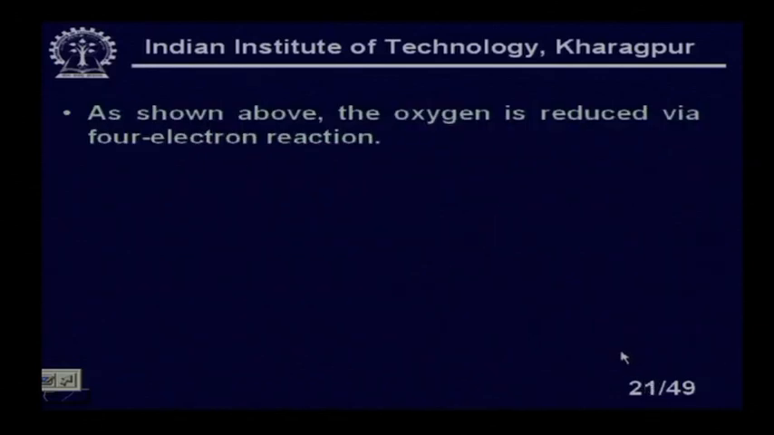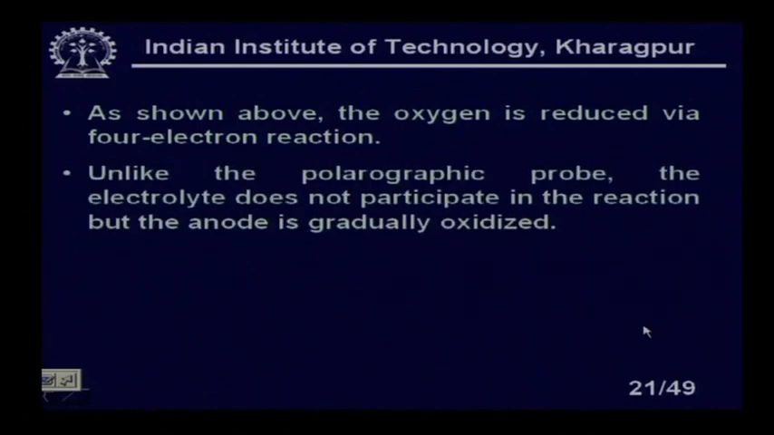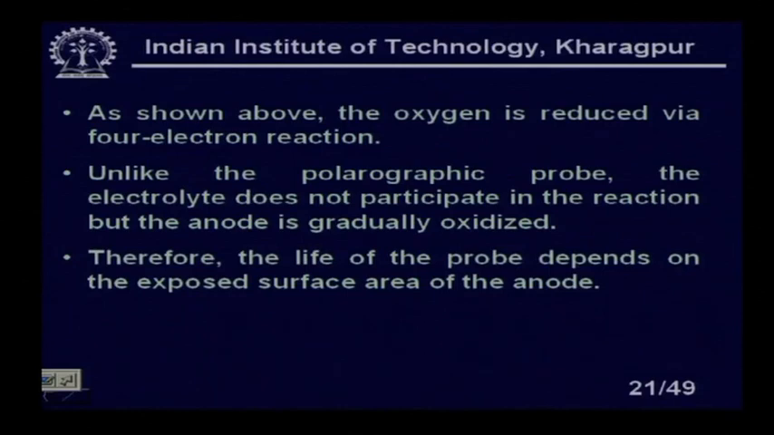As shown above, the oxygen is reduced via a 4 electron reaction. This reaction is called the 4 electron reaction. Unlike the polarographic probe, the electrolyte does not participate in the reaction, but the anode is gradually oxidized. That is one problem with this. Therefore, the life of the probe depends on the exposed surface area of the anode.